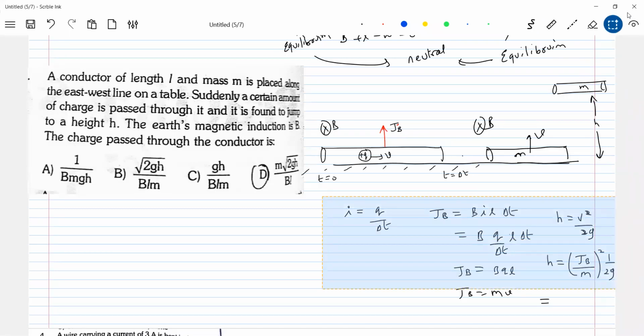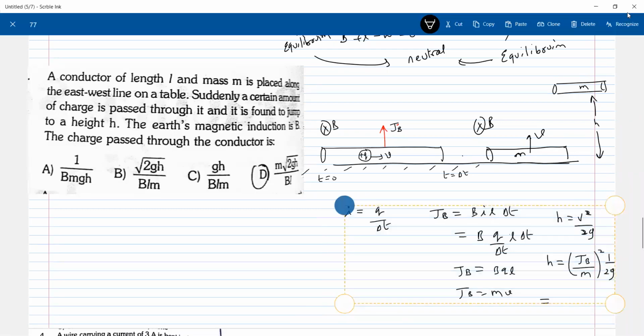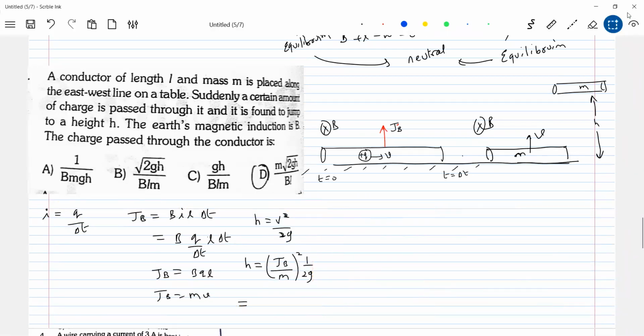Let me write in this corner. Now let me substitute all the values. h is equal to JB by m, and JB by m will be only v, so v square by 2g. The charge passed through the conductor, again you have to trace it out. For that Q, you have to solve this equation. What height? I think the height we have already got now. h equal to v square by 2g.